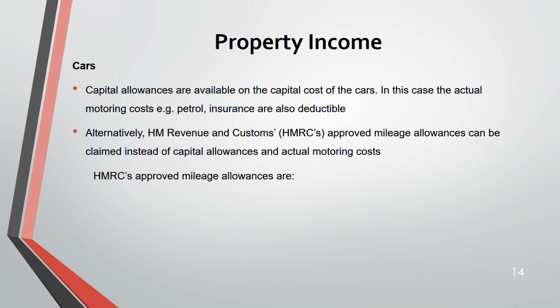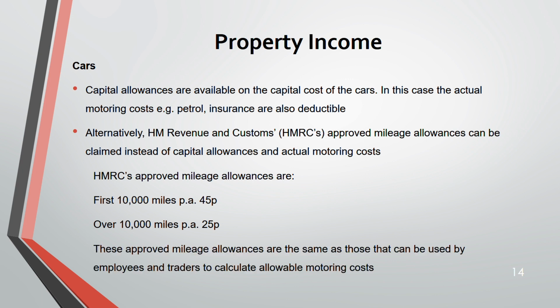We have already gone through HMRC's approved mileage allowance in the lecture on employment income, under the benefits, for cars when you are giving approved mileage allowance. I have repeated it again for you. First 10,000 miles, 45 pence. Over 10,000 miles, 25 pence. As you can see, this approved mileage allowance is no different from that given to an employee as a benefit. It's the same, even for traders under self-employment income, and even for property income.